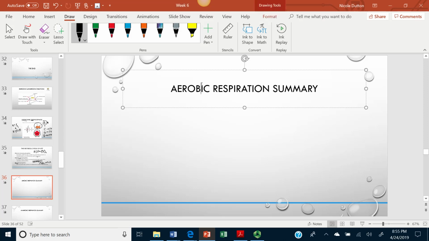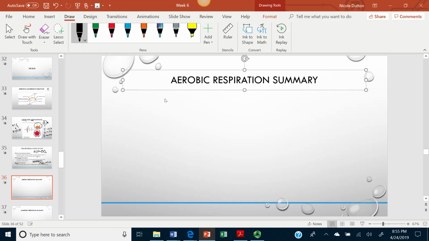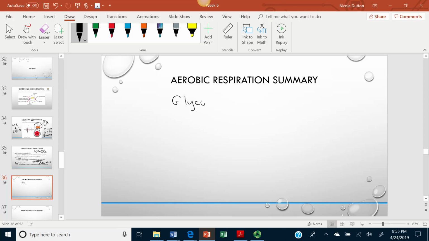So aerobic respiration. Aerobic respiration is the process of producing energy using 3 steps: glycolysis, the Krebs cycle, and the Krebs cycle is also known as the TCA cycle, the tricarboxylic acid cycle, or the citric acid cycle, but we'll leave it at Krebs cycle, and the electron transport chain.